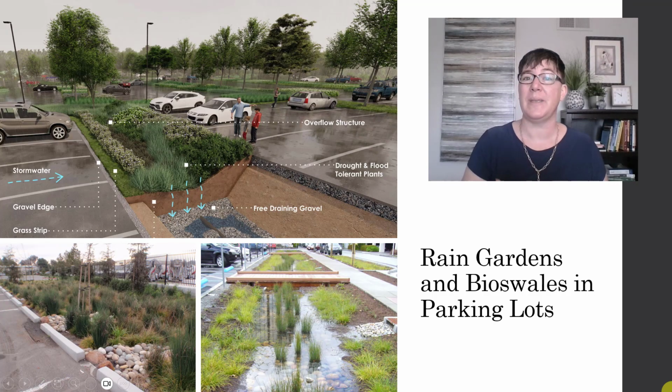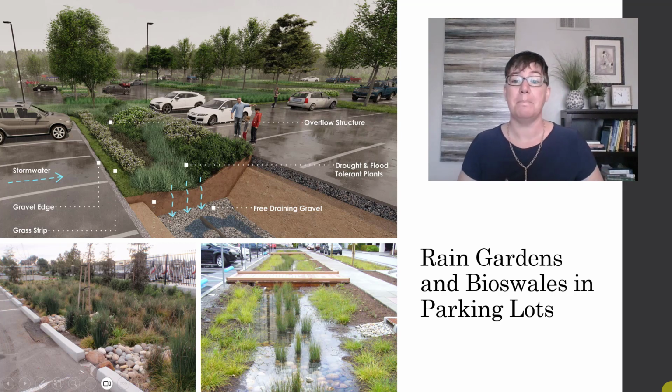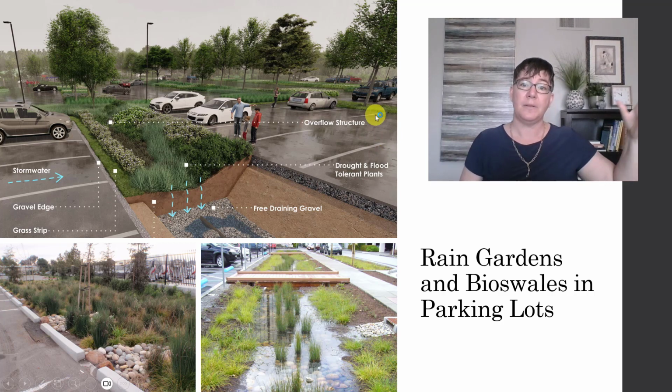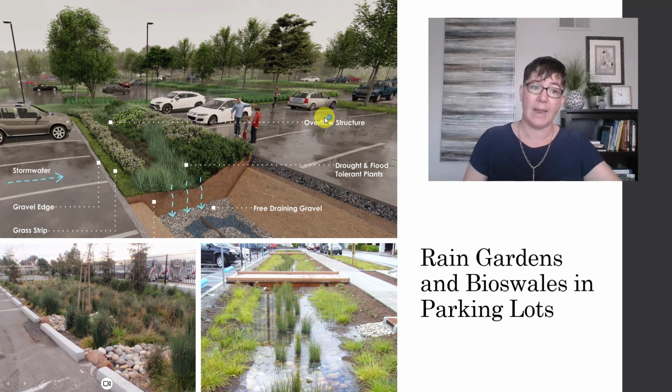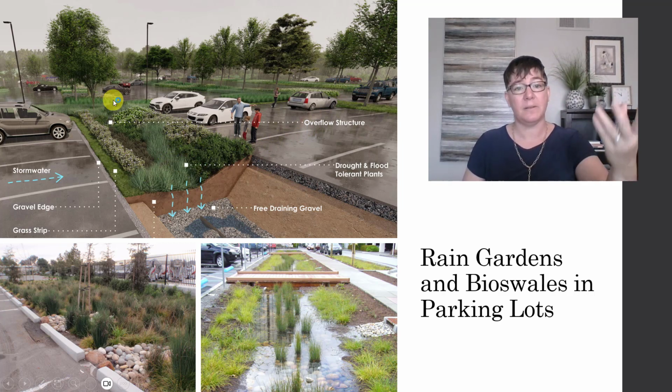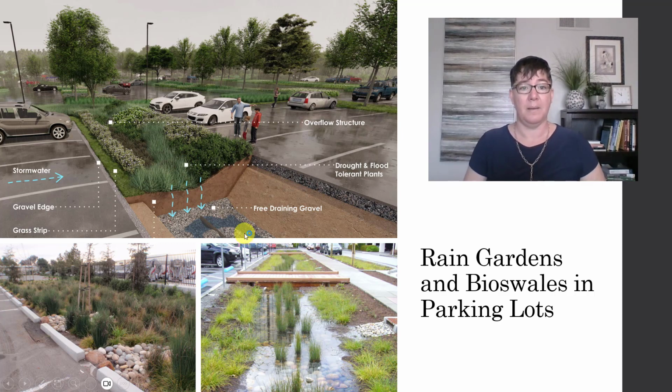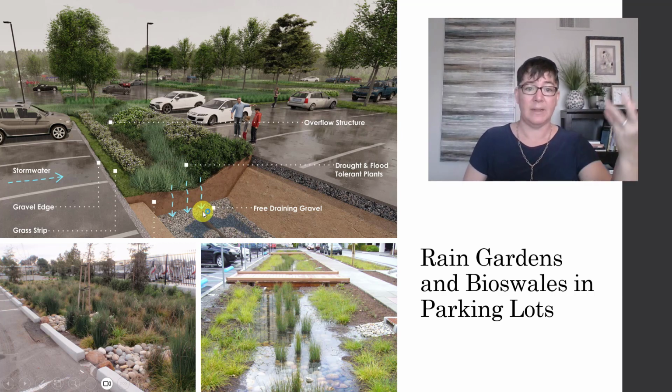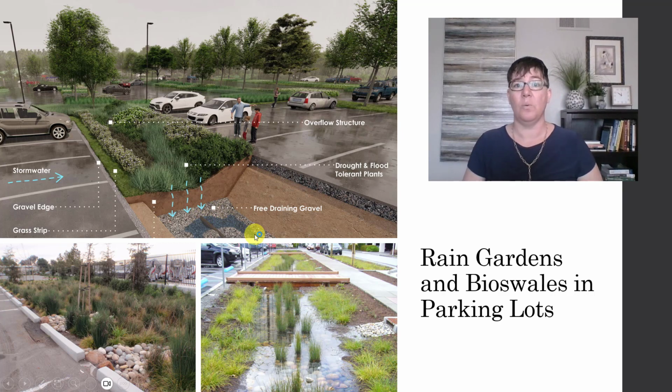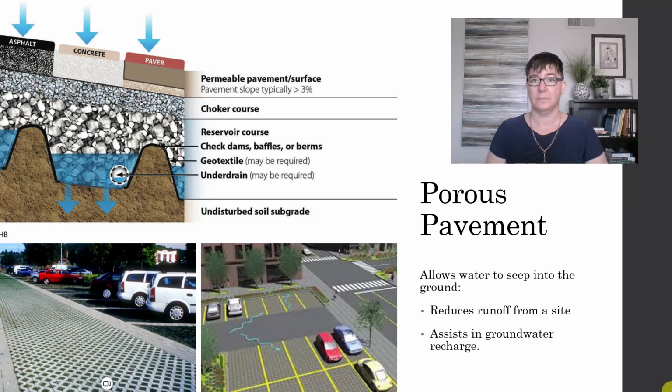Earlier in the semester, we talked about rain gardens and bioswales. Those are absolutely appropriate for parking lot designs. And here's a couple of examples. And so you can see that as it's raining, the stormwater is flowing into this swale. It's caught by these plants, and then the gravel is sending that water to a collection pond, probably.